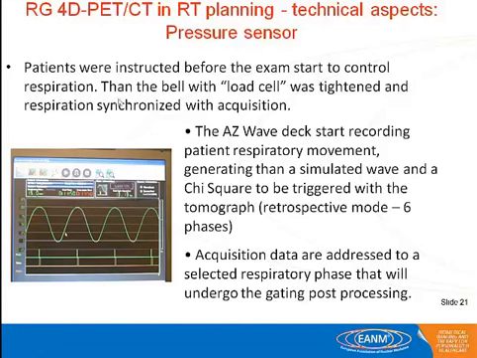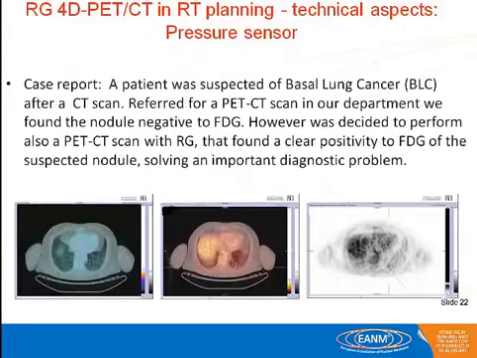Then we start recording the movement of the patient and trigger it with a retrospective model with six phases of respiratory. So the respiratory phases are divided in six. And one acquisition is addressed to a selected respiratory phase that will undergo the gating post-processing. So only one phase will be really analyzed.